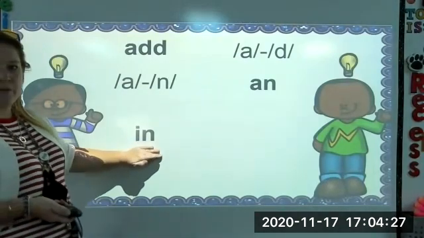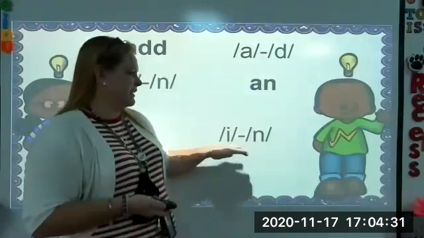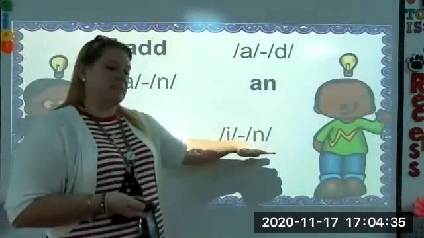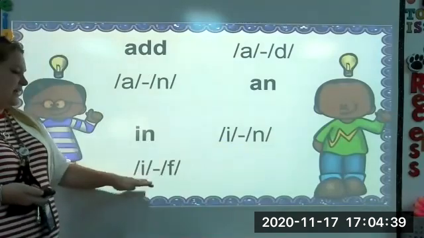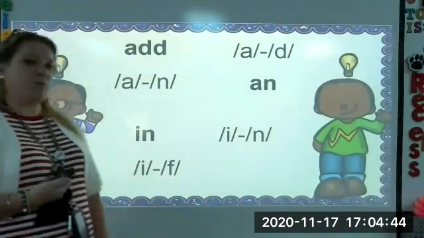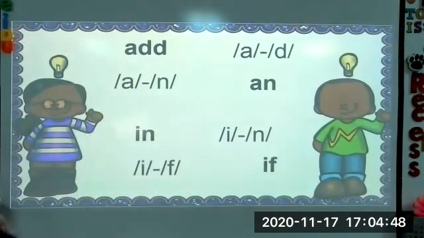So put the toys in the box. In is our word on the curve. We have it in. I hear two sounds in that word. I'm going to change the n sound to f, if. What's the new word on my curve? If is the new word on the curve.